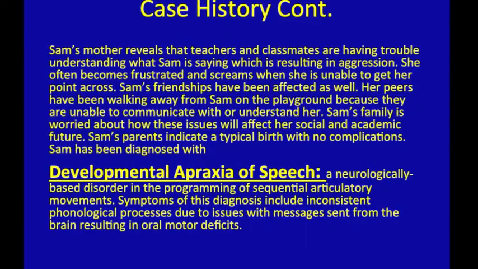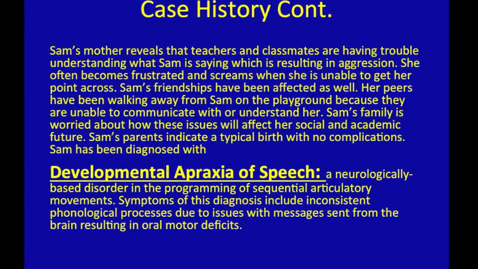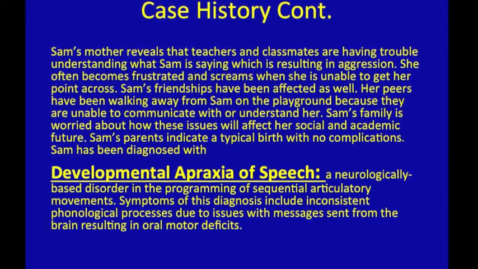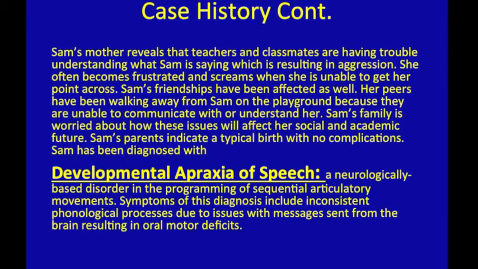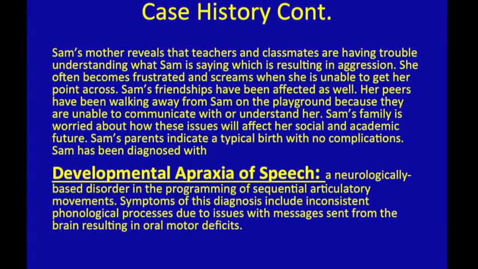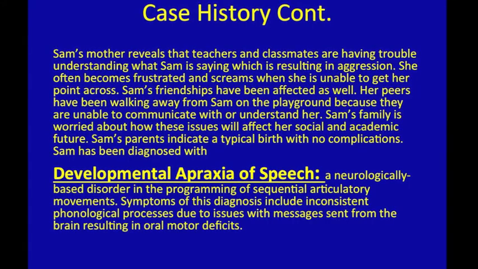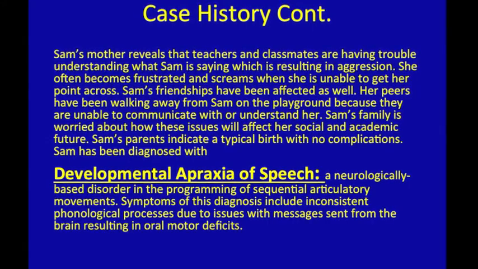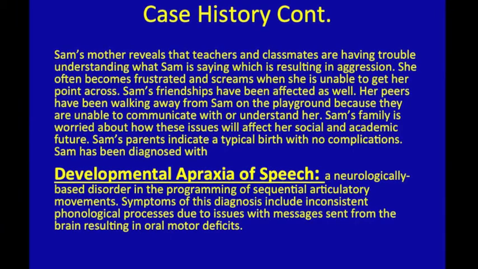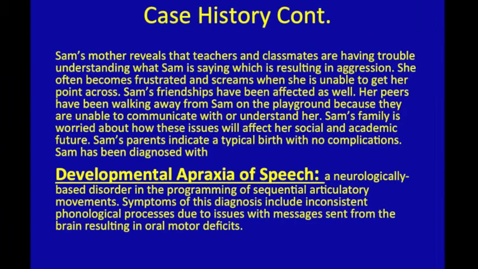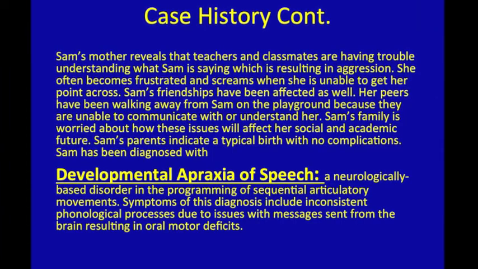Sam's mother reveals that teachers and classmates are having trouble understanding what Sam is saying, which is resulting in aggression. She often becomes frustrated and screams when she is unable to get her point across. Sam's friendships have been affected as well. Her peers have been walking away from Sam on the playground because they are unable to communicate with or understand her. Sam's family is worried about how these issues will affect her social and academic future.